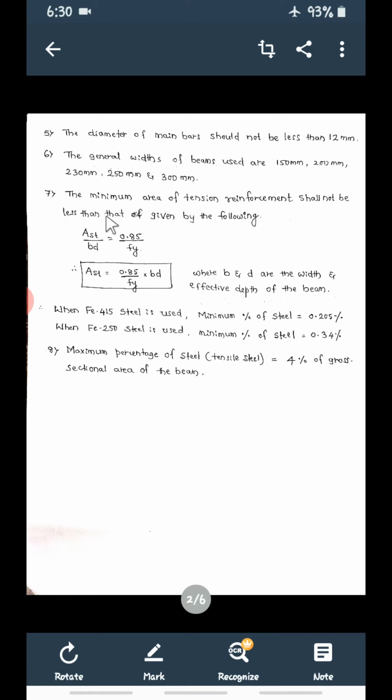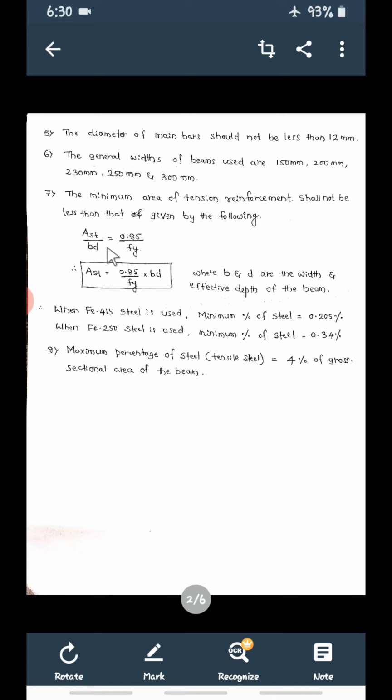Then the minimum area of tension reinforcement at the bottom. So what should be the minimum area? Minimum bars will be 2. Then you may get the number of bars as 4 bars, 6 bars, like that. So what should be the minimum? The minimum area of tension reinforcement shall not be less than that given by the following equation.